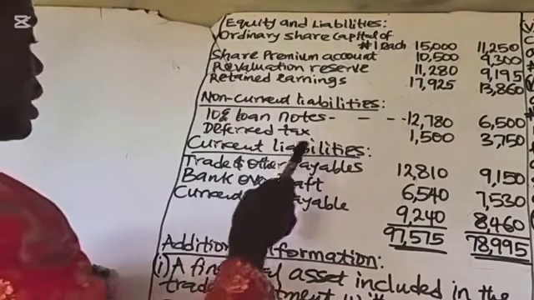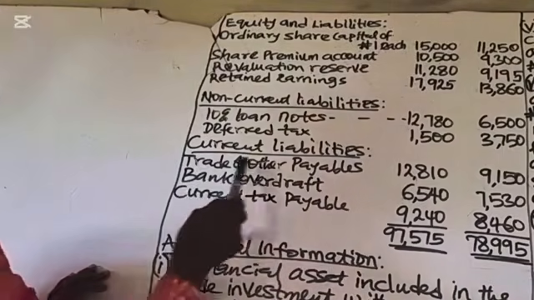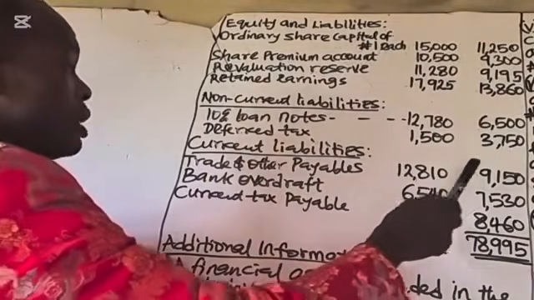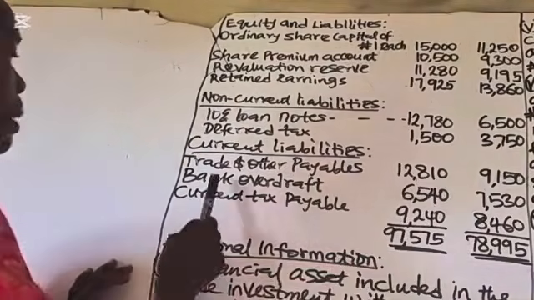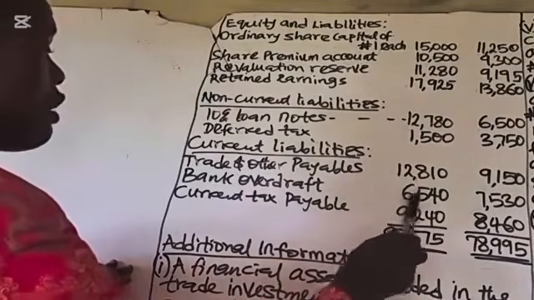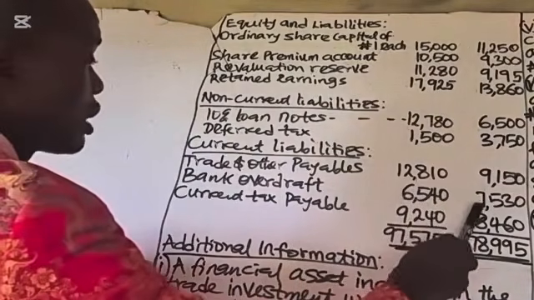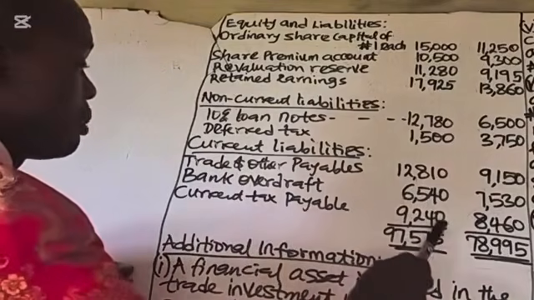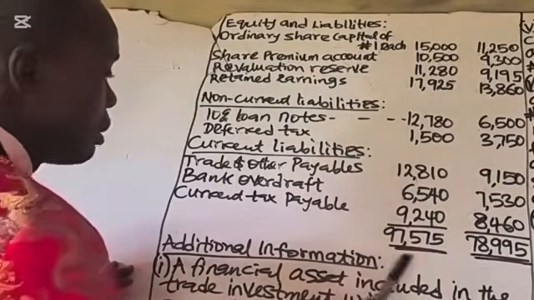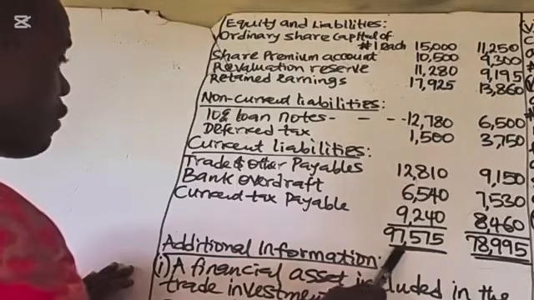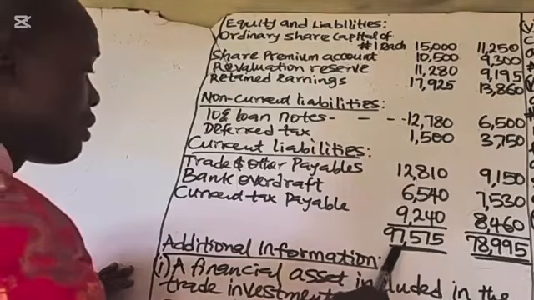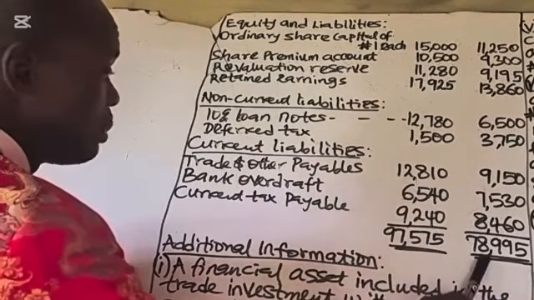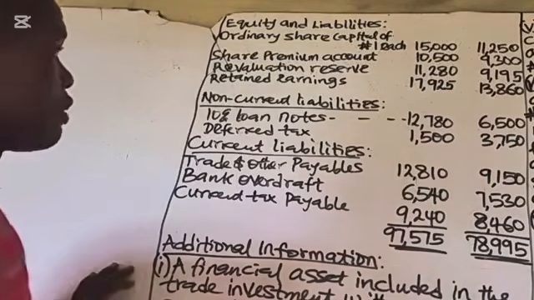We have current liabilities, which include trade and other payables of 12 billion 810 million and 9 billion 150 million. Bank overdraft 6 billion 540 million and 7 billion 530 million. Current tax payables of 9 billion 240 million and 8 billion 460 million. The total of equity and liabilities is 97 billion 575 million for 2025 and 78 billion 995 million for 2024.